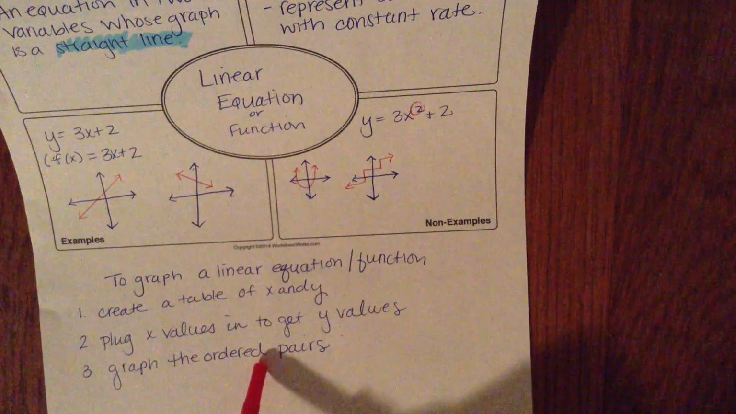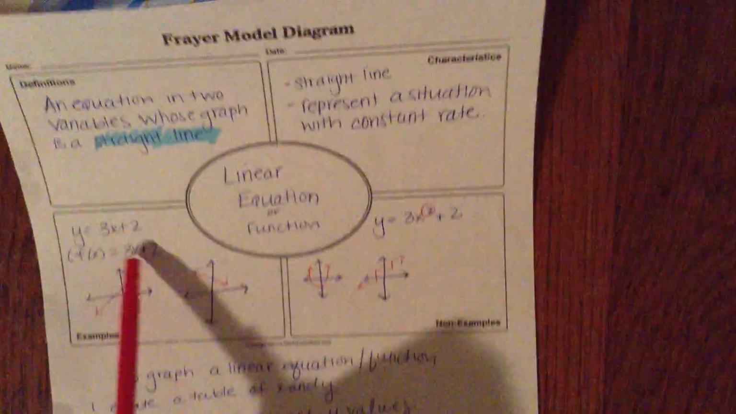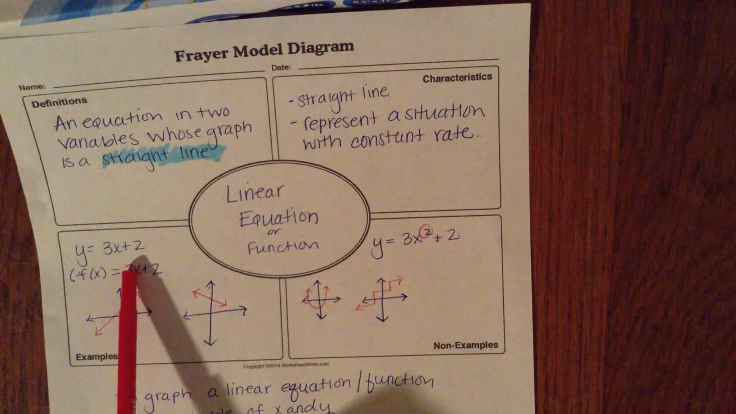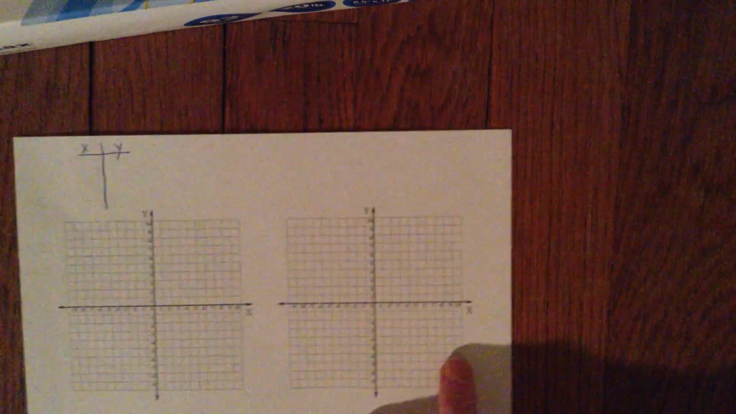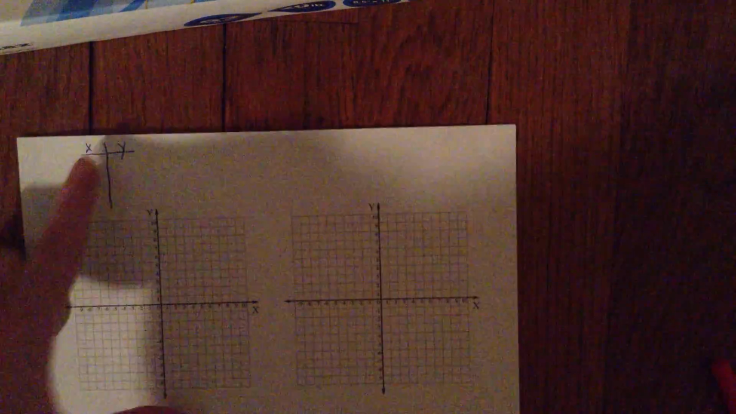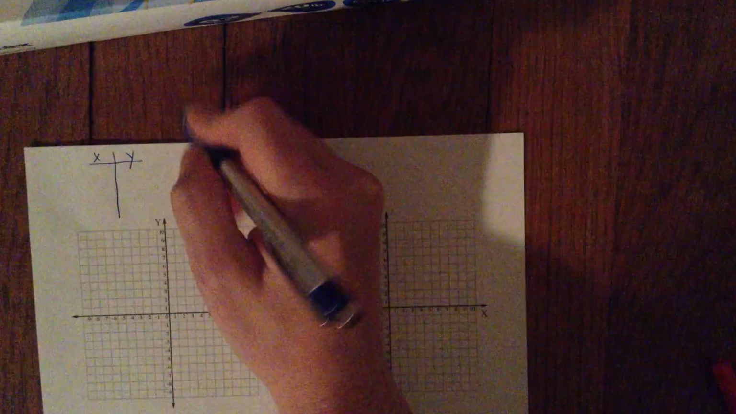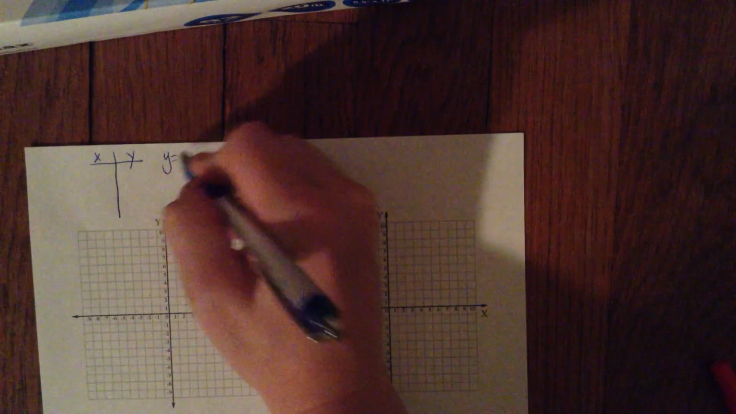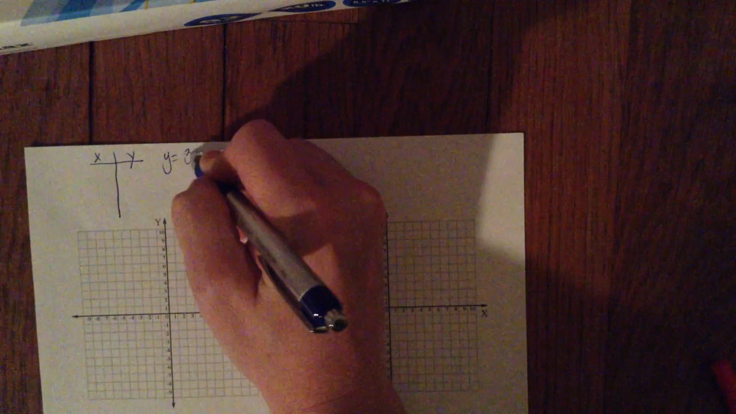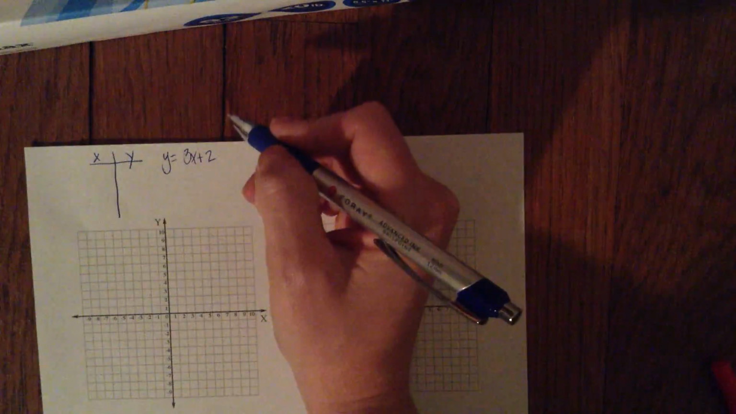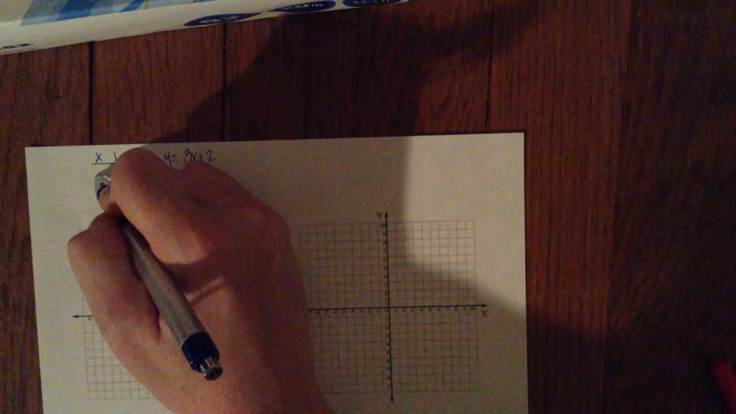And then you graph the ordered pairs. The first one that we are going to graph is the one in our note sheet, y = 3x + 2. So you're going to need your graph paper, and I started creating a table here. We learned in class that for a function table, you need a function rule. So we're going to use the function y = 3x + 2. I'm just going to make up some x points: negative 2, 0, 1, and 2.